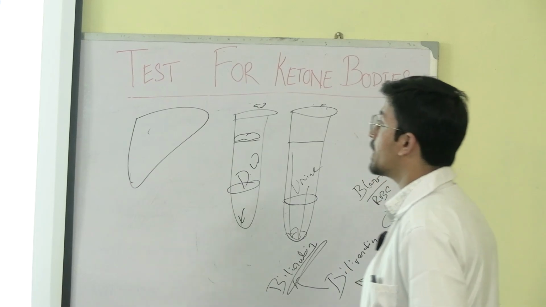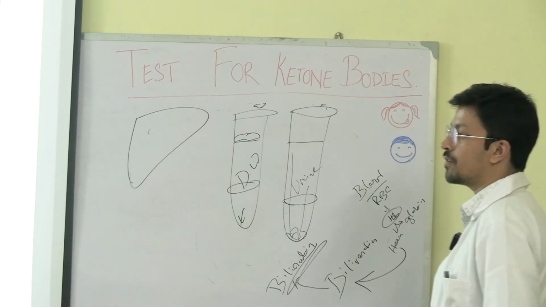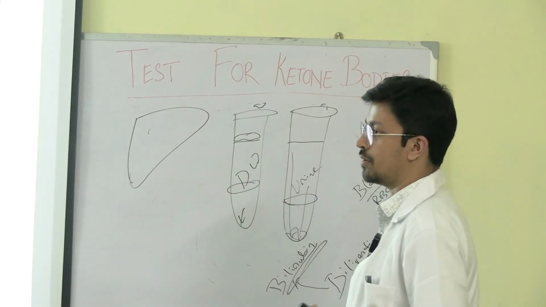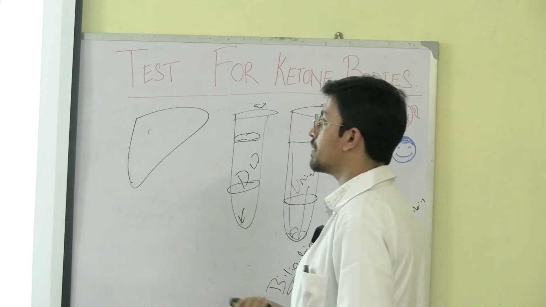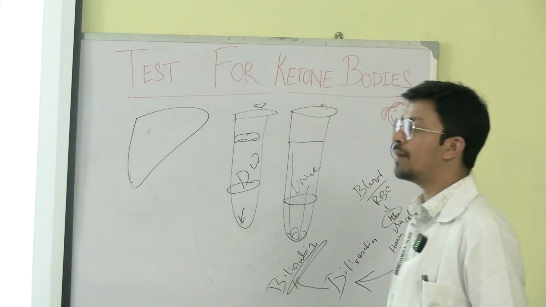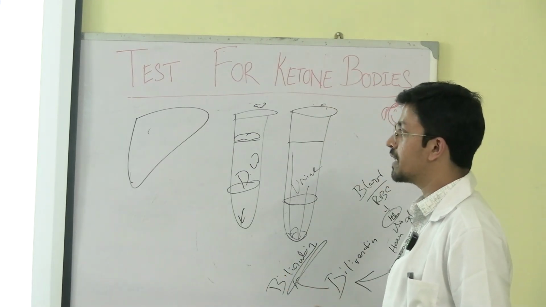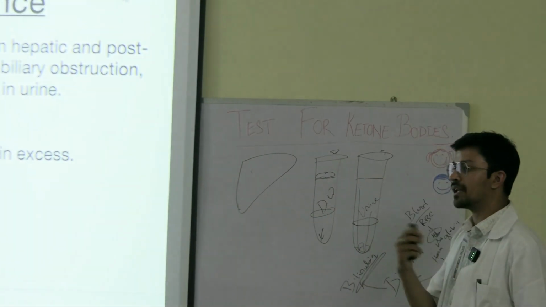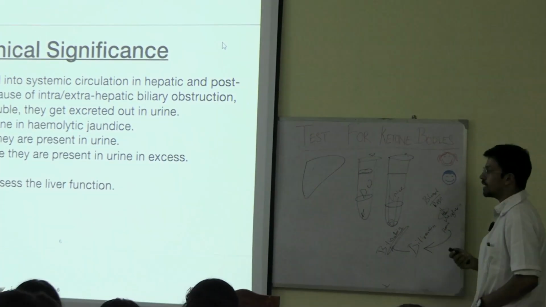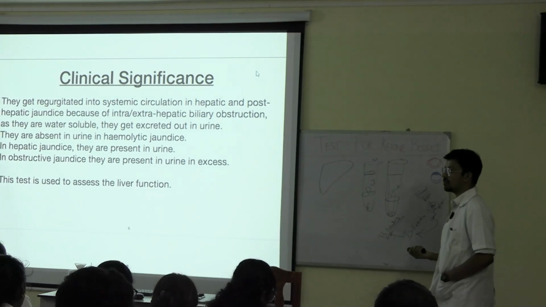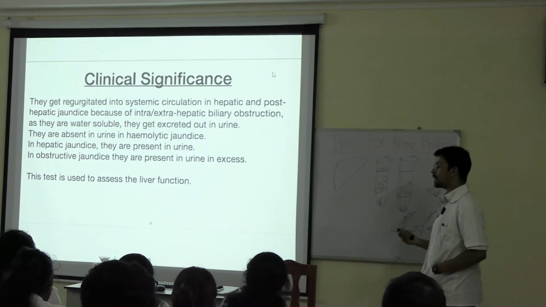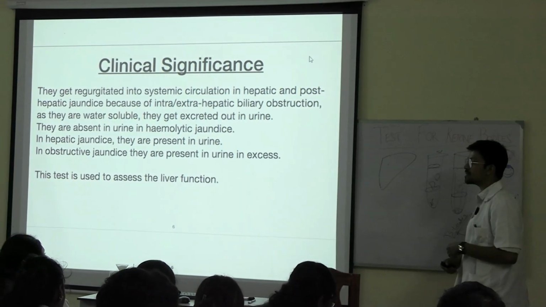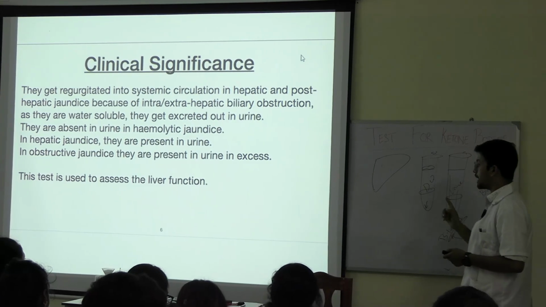So in hepatic jaundice, some amount of bile is coming out from the liver and some is not being able to come out because of the pathology in the liver, and because of that some amount of bile salt will be present in the urine. But in case of obstructive jaundice, there is complete obstruction of the tract. No bile can come out through that tract. There can be partial obstruction, there can be complete obstruction. In partial obstruction, the amount will be little less, but in case of complete obstruction, the amount will be more.